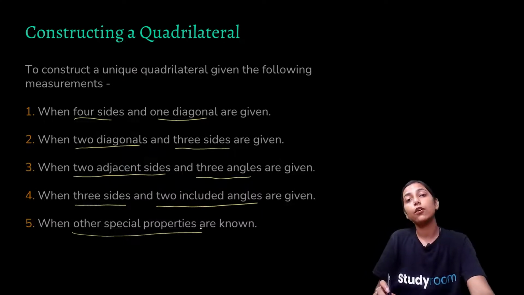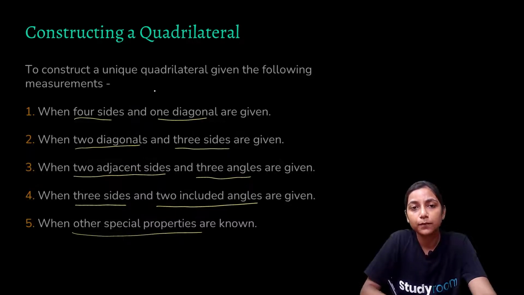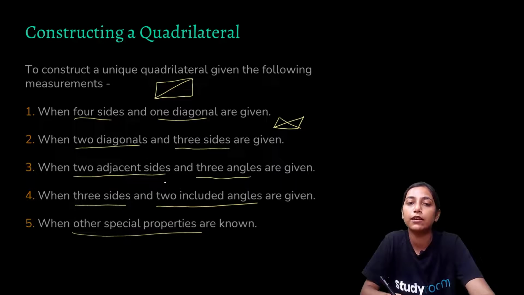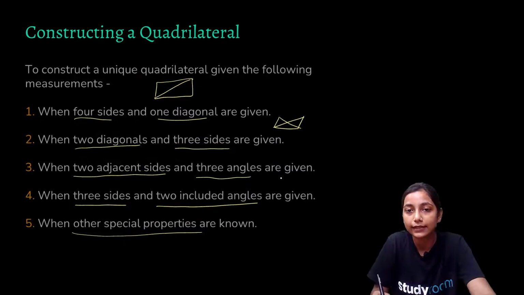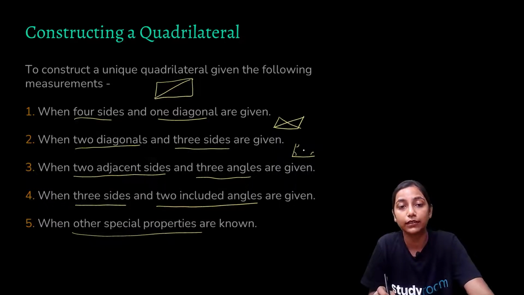In order to construct a unique quadrilateral, what do we require? If we have four sides and one of the diagonals, we can construct a unique quadrilateral. When three sides and two diagonals are given, we can construct the quadrilateral. If two adjacent sides and three angles are given, or any three angles are given, right?